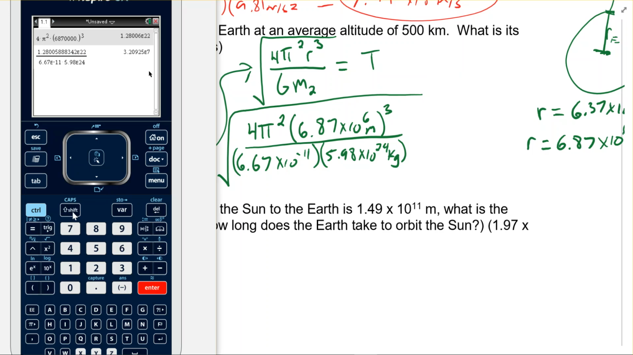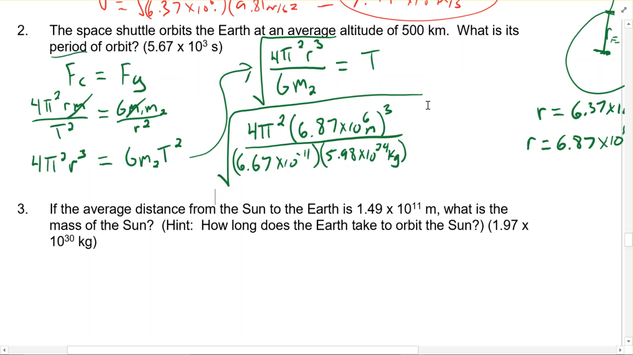But don't forget, the last thing we got to do is take the square root of that. So I'm going to go control root, and then control answer down here, right? And that gives me the answer that I just figured out there. And then push enter, and you get that for an answer. Okay, so you say t is equal to that. So then finally t is equal to 5.67 times 10 to the 3 seconds.